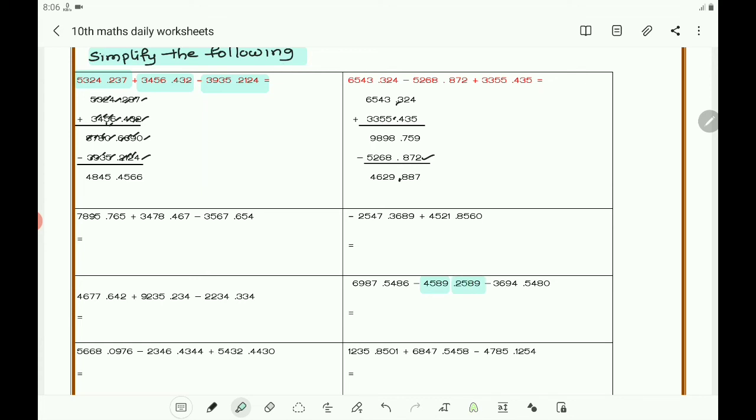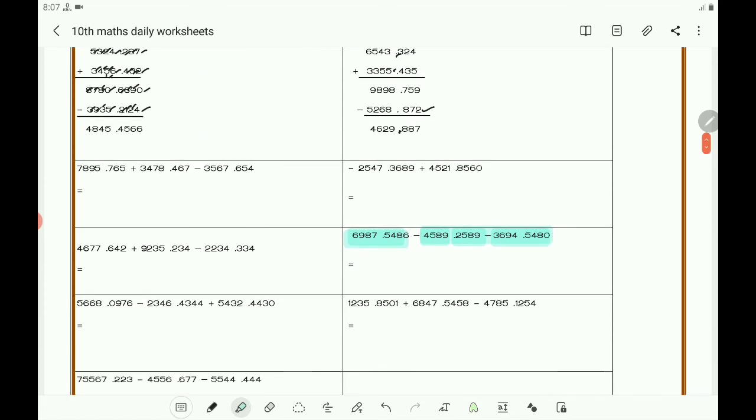4589.2589 and this is 3594.5480. Exactly the sum will be more here. Therefore this number becomes the greater. The sum of these two negative numbers becomes the greater than this number. So you must subtract this number from the sum of these two number and you must put the negative sign. Then you take the next one.